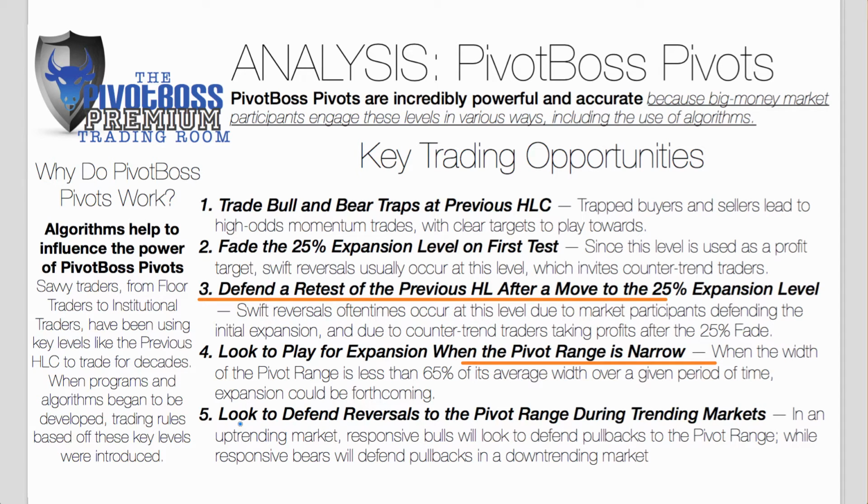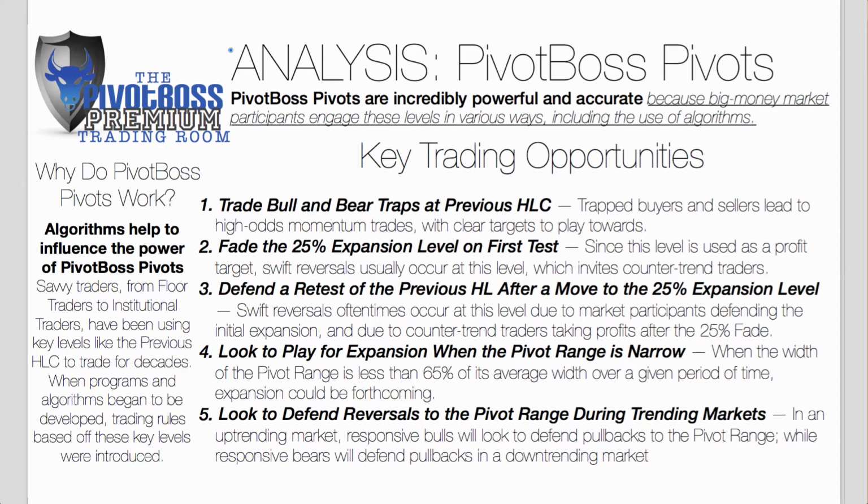And number 5 here, look to defend reversals to the pivot range during trending markets. That's very similar to what I always talk about. In an uptrending market, you want to defend pullbacks. Responsive bulls will defend pullbacks to the pivot range, and responsive bears will defend pullbacks in a downtrending market to the pivot range. So basically those are many of the key trading opportunities that you can use with the PivotBoss pivots right now. And as a matter of fact, there's several trades within these trades as well.